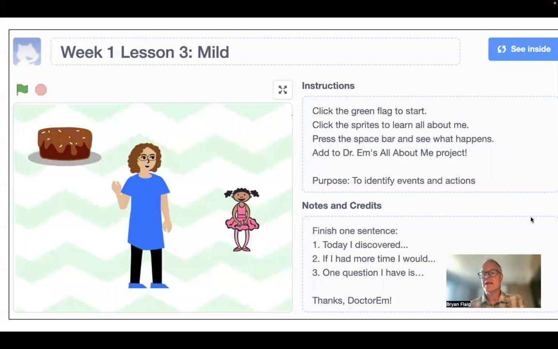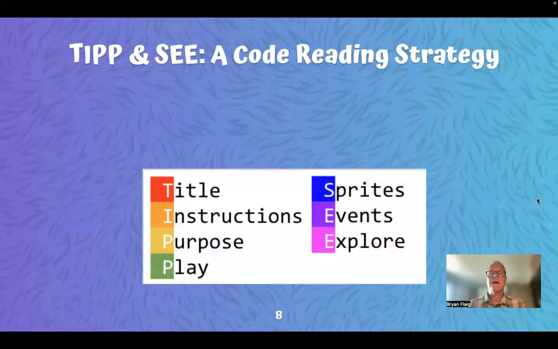Now, if we're looking at a computer programming project, like here we have the All About Me project in Scratch, we're going to use something similar. Here we're going to do our code reading strategy, TIP and C, and this is a preview strategy before we even start looking at code and running the project. So TIP is a way of looking at title, instructions, purpose, and play. And then C is looking more deeply inside the program and actually looking at the code, and that's sprites, events, and explore.